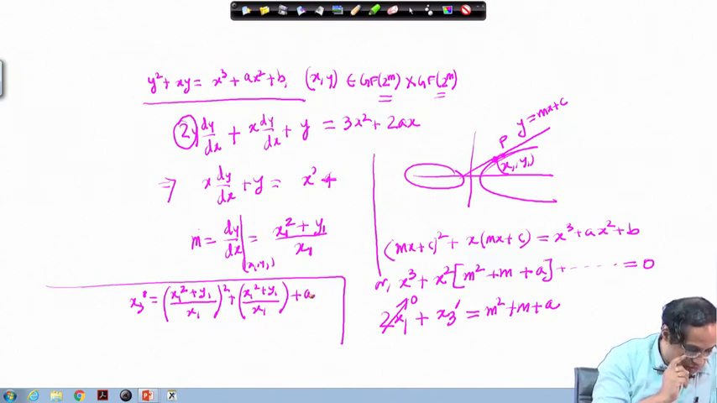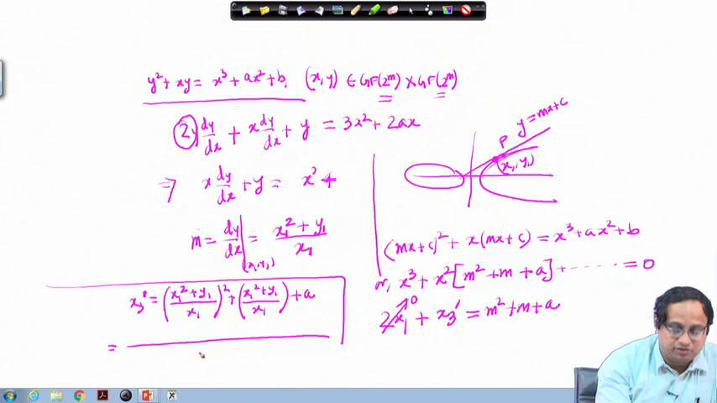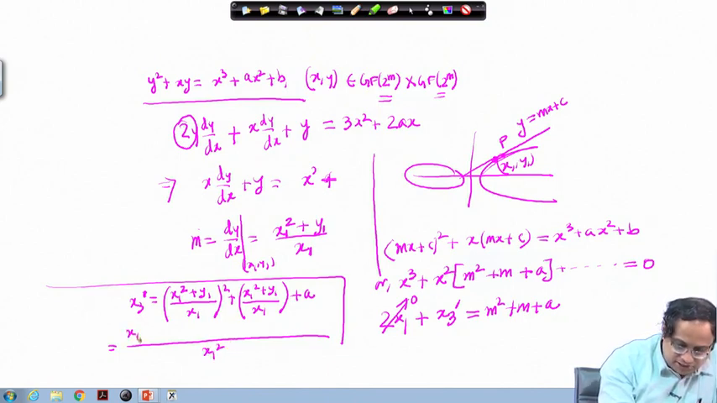So, if you do a little bit of simplification, you will get the denominator as x 1 square, and the numerator is x 1 to the power of 4 plus y 1 square plus x 1. So, I have to multiply this, and I will get x 1 cube plus x 1 y 1 plus a x 1 square.